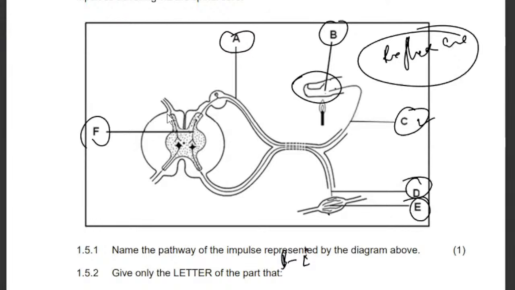So basically, B is where the structure of the sensory neuron is being connected, and then it continues like that. Meaning that we don't find any other neuron in this diagram other than the sensory neuron. Then they are saying give only the letter of the part that produces the reaction. So this is the one which produces the reaction or the effect. That's why it's called the effector. So it brings about the reaction.